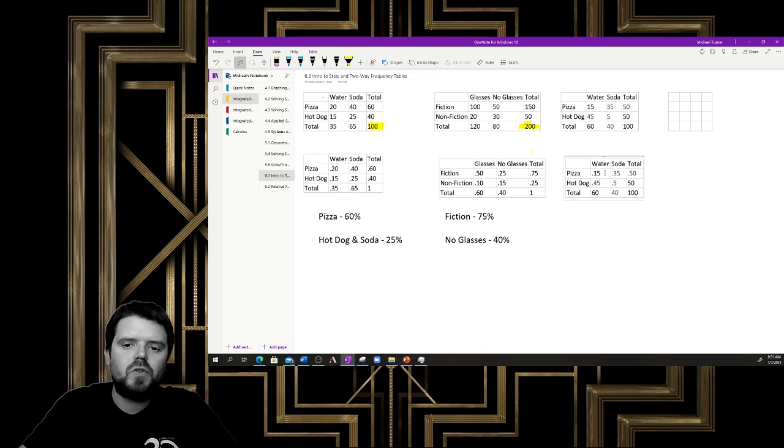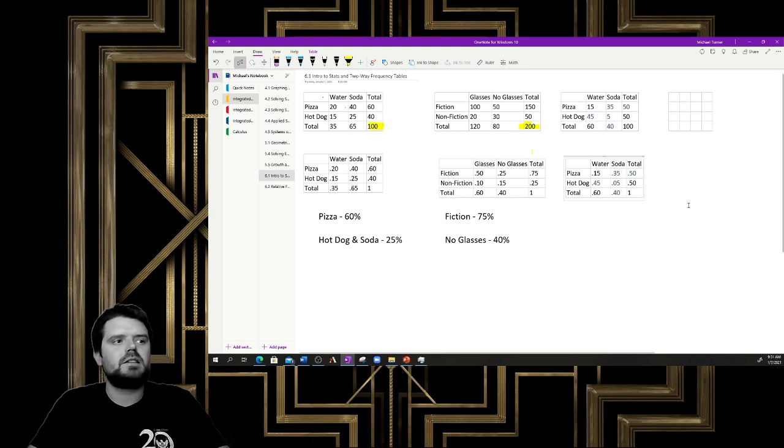Careful, remember you need to move the decimal over twice. So if I had 5 as a decimal, that'd be 0.05. 0.50, 1, 0.40, 0.60.